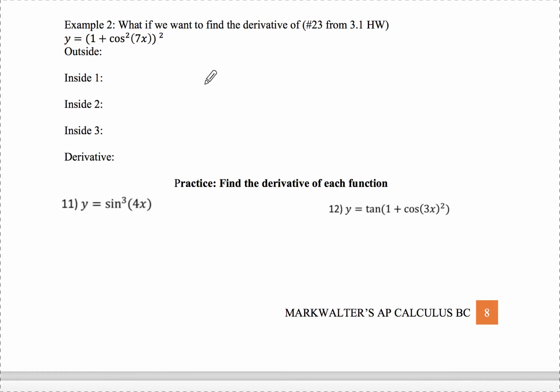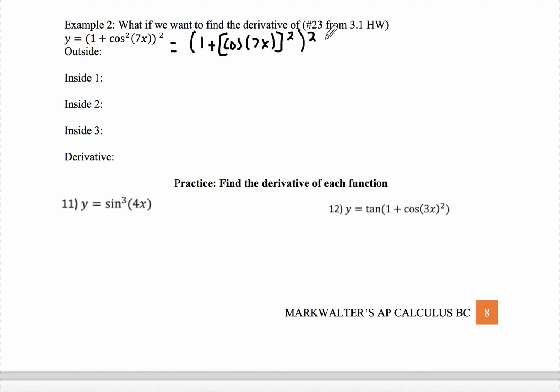All right, here we have the quantity 1 plus cosine squared of 7x, that whole thing squared. Whoa, we got a lot of things going on. We can rewrite this. What we really have is 1 plus cosine of 7x, that whole thing there, squared, because remember cosine squared is the same thing as cosine of all that squared. But then that whole thing is squared.